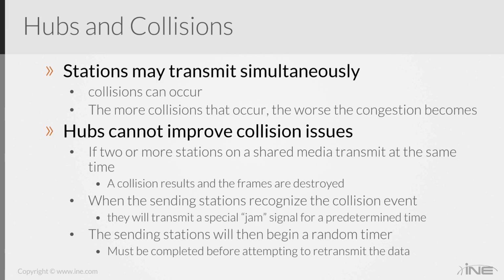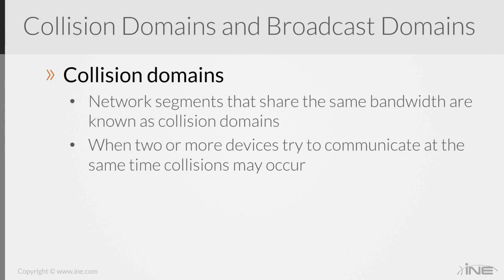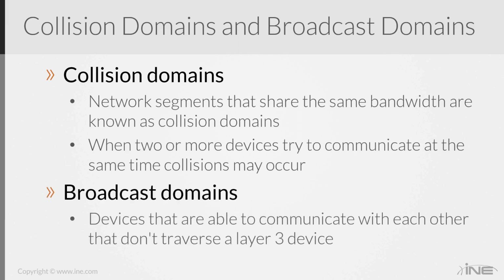So the way that this is mitigated is with switches. We've already talked about that a little bit so far, but let's take a deeper dive into collision domains and broadcast domains. Now, collision domain: network segments that share the same bandwidth are known as collision domains. When two or more devices try to communicate at the same time, collisions may occur. A broadcast domain: devices that are able to communicate with each other that don't traverse a layer 3 device.